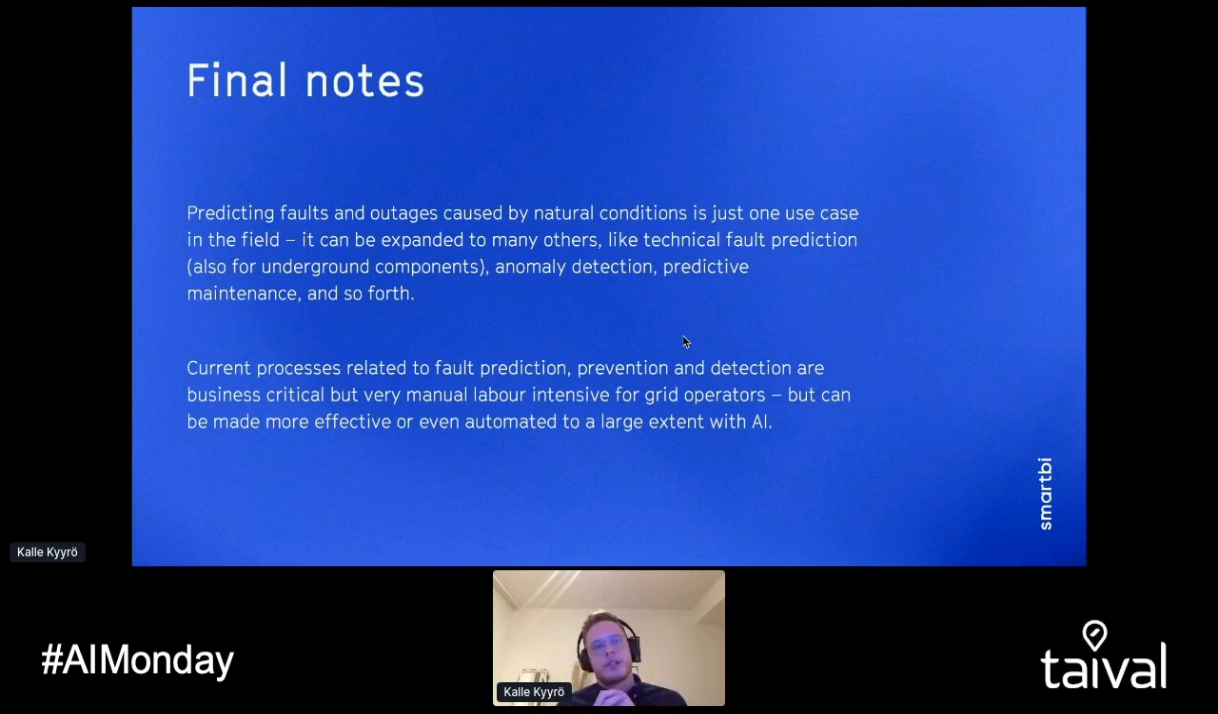And to further highlight this, currently the processes related to fault prediction, prevention and detection are very business critical. It's the core business of the distribution companies, but it does require a lot of manual labor, and it thus holds so many opportunities for AI to assist people responsibly and even to automate different preparation and prediction and prevention tasks.